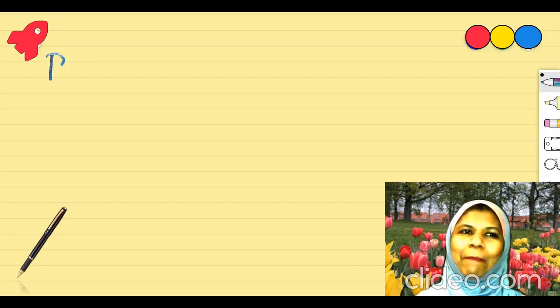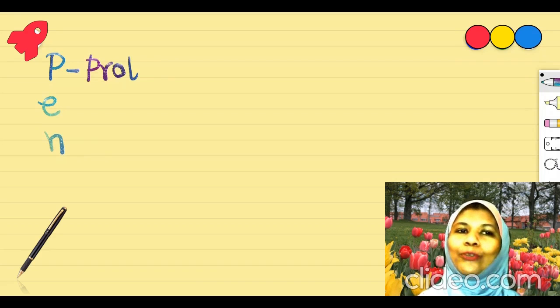So I'll write pen. We used to write pen to write positive about others. When you write positive about others, in science it is called proton. Positive about others means proton.